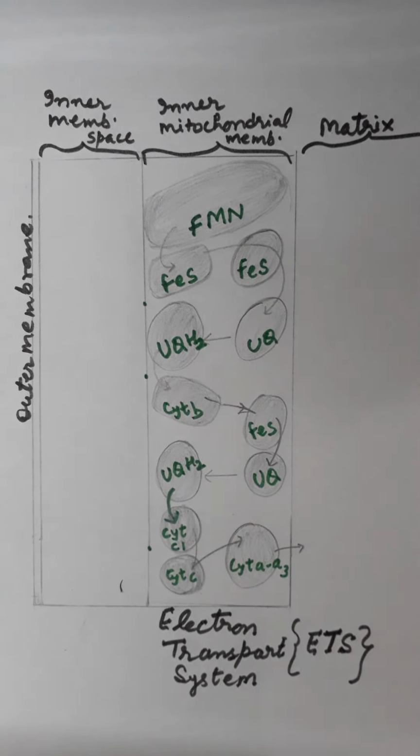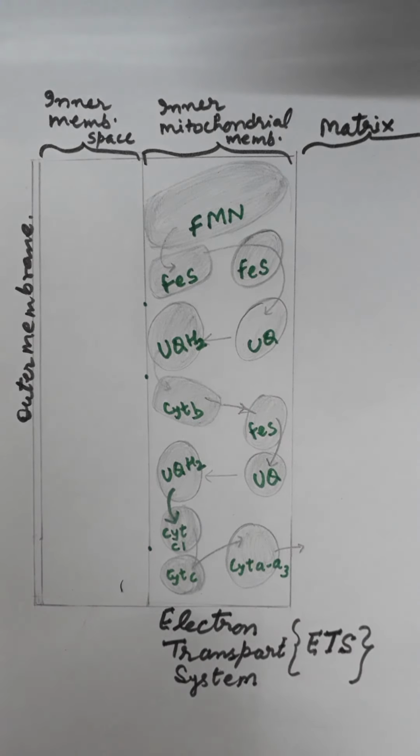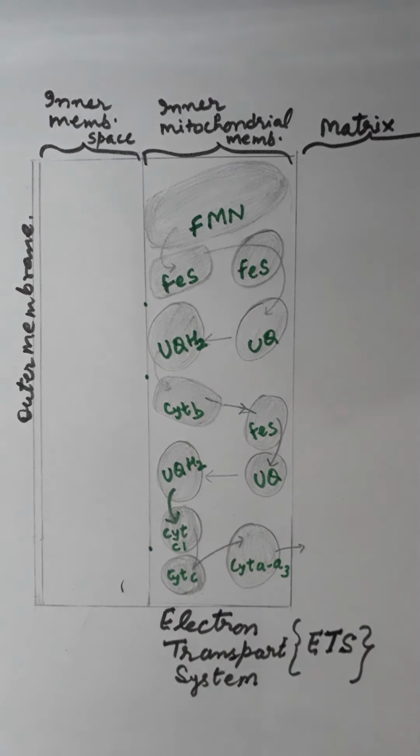Students, in the previous lecture we discussed a few topics related to aerobic respiration, that is glycolysis, oxidative decarboxylation and Krebs cycle. In this video we are going to discuss the next step of aerobic respiration after Krebs cycle, that is the electron transport system. What do you mean by electron transport system? The metabolic pathway through which the electron passes from one carrier to another is called the electron transport system.